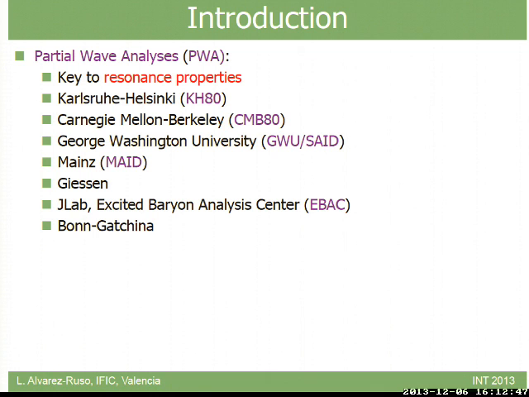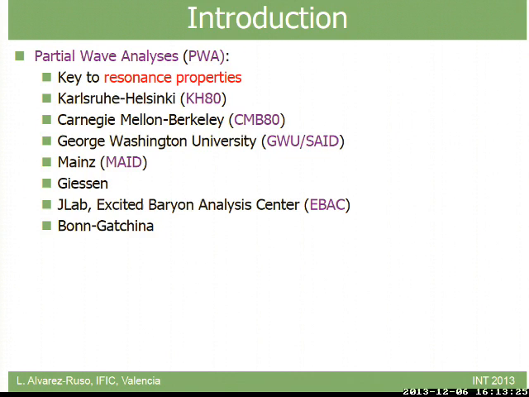And one of the most recent ones is the Bonn-Gatchina model, which again uses the K-matrix approximation for unitarization. In this case, the unitarization is not done separately, but includes both background and resonances. And they look specifically for poles. So they extrapolate, or extrapolate is not the right word, they go to the complex plane and look for poles and residues. And this is how they extract the resonance properties.